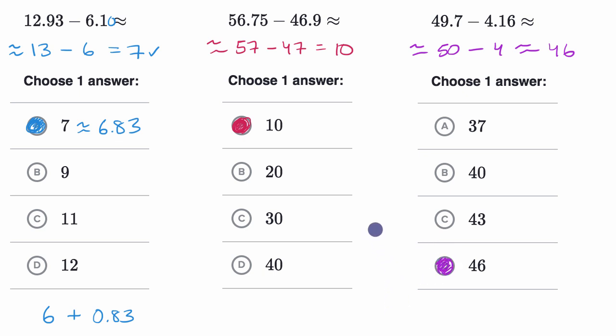So hopefully you feel comfortable. There's nothing fancy going on here. The whole point of this is to just get comfortable doing things like this in your head and estimating and rounding numbers so you can get a ballpark sense of what this difference is going to be.